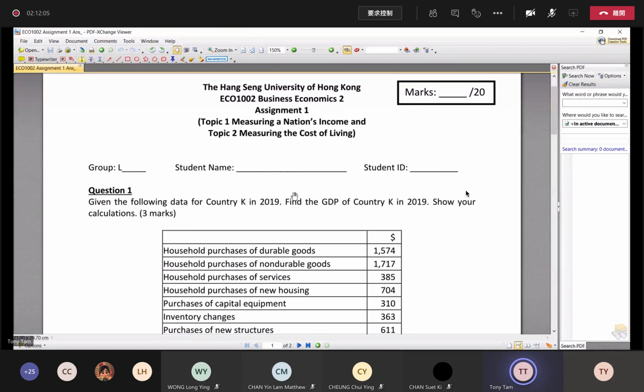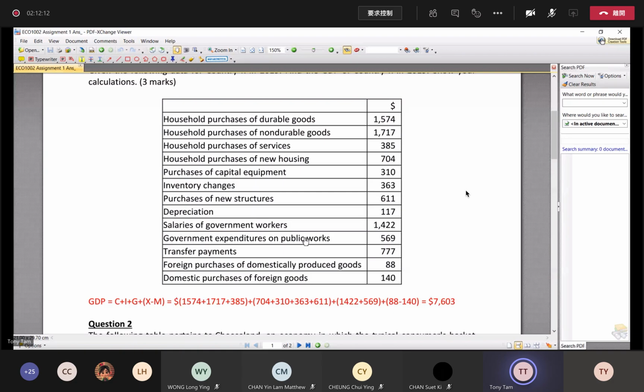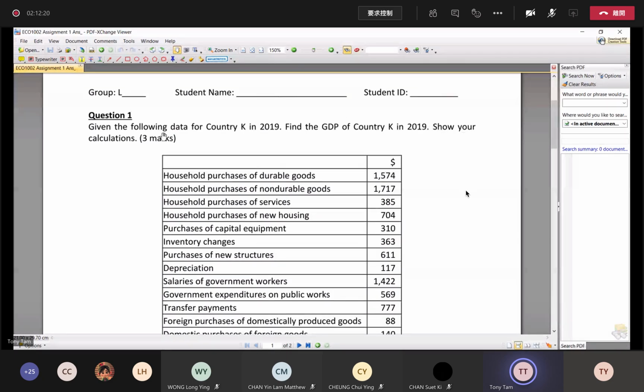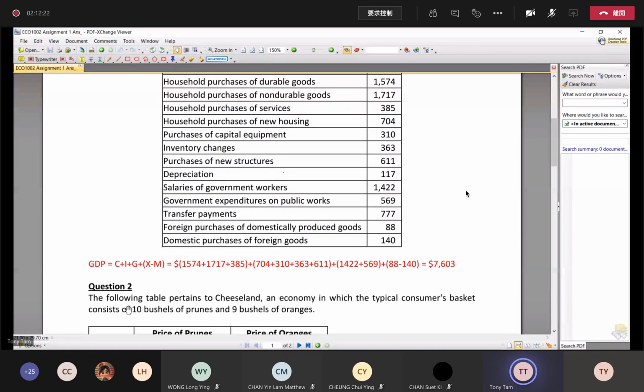Topic 1 and 2. All right. For question 1, 3 marks question. How do you score the full marks? Calculate the GDP. Show your calculation here. So GDP equals C plus I plus G plus NX, or X minus M. 1 mark for here, 1 mark for here. Steps. Answer.